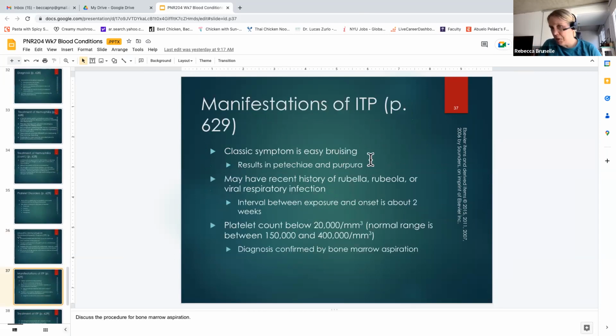So it usually is bruising that you don't really know why. It can be, like I said, after a viral infection. And usually your platelet count when you have ITP is going to be around 20,000, when it's normal to be 150 to 400,000. The definitive diagnosis is going to be a bone marrow aspiration.